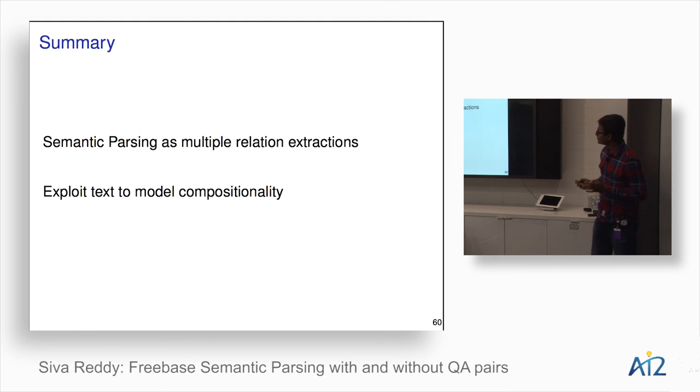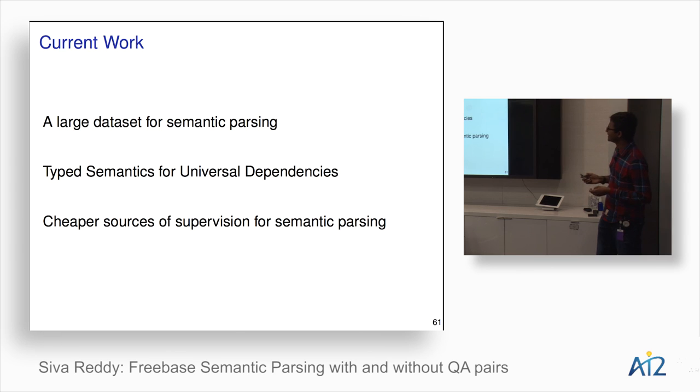Yeah. So semantic parsing has multiple relation extractions, not just one single relation extraction, and exploits text to model compositionality. I also saw that Matt has been publishing a lot in this area. And in my current work, I'm creating a large dataset for semantic parsing. One thing I find with semantic parsing datasets is they are not very compositional. So I'm creating that. But I'm very interested in the logical form. So Percy created a dataset, but it doesn't have logical forms. It just has the answers. But I'm very much interested in the logical form. So I'm creating my own dataset.